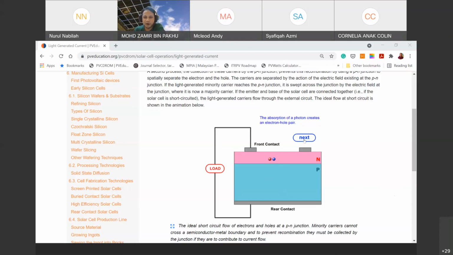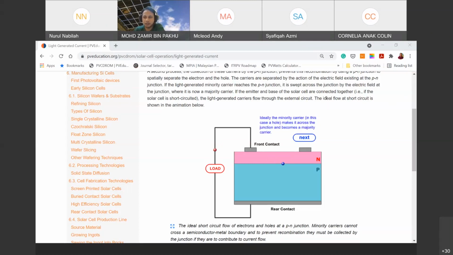Okay. Let's see, where does the red one go? So where's it going? Front, right? So it's going to the front. Remember, the electrons will be collected into the n-type region, okay? Or on the negative side. Electron will be collected into negative side.